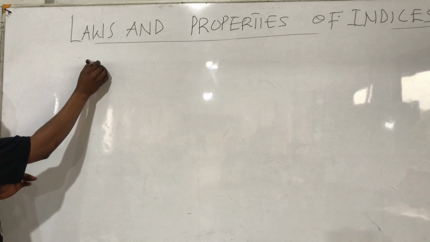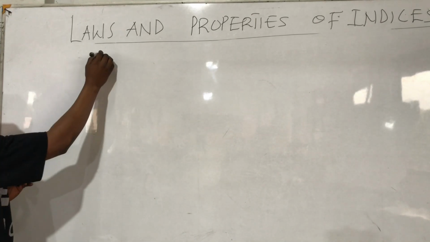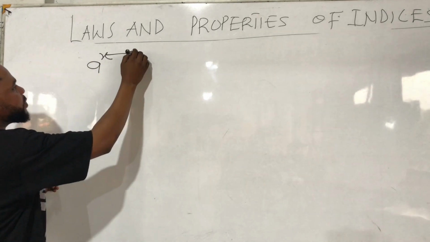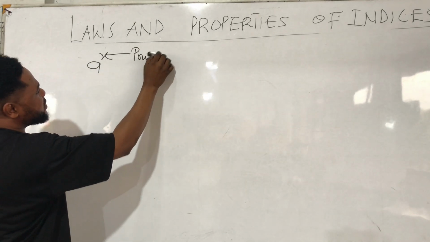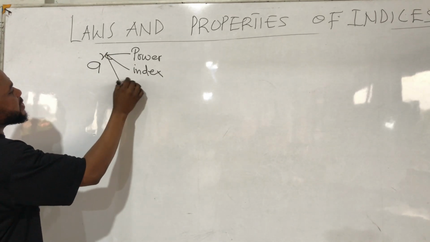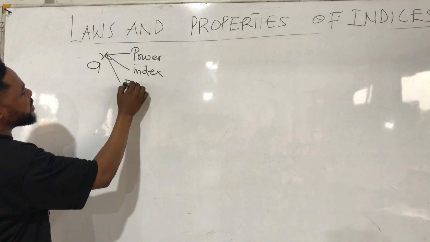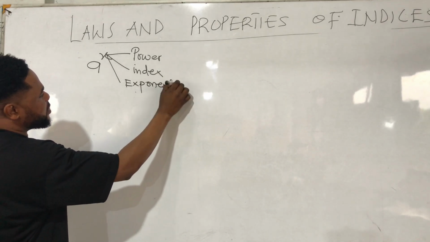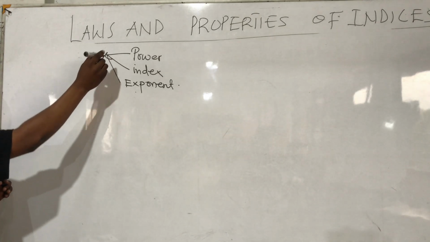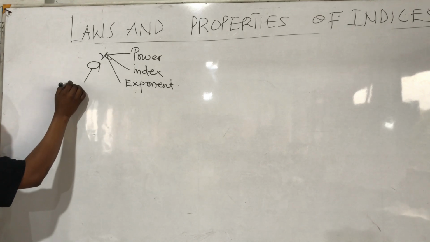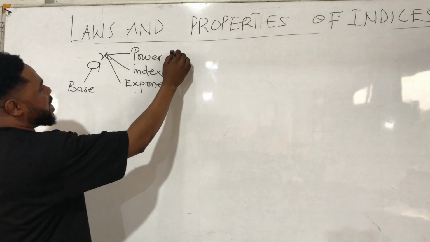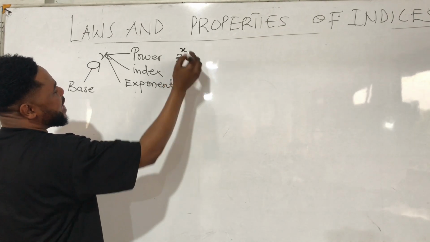Now, if you have a variable, let's say A, carrying another variable, let's say X, this X, we can call it power, all right? We can also call it index, and we can also call it exponent. Now, the variable that is carrying the exponent or the power or the index, we call it base.